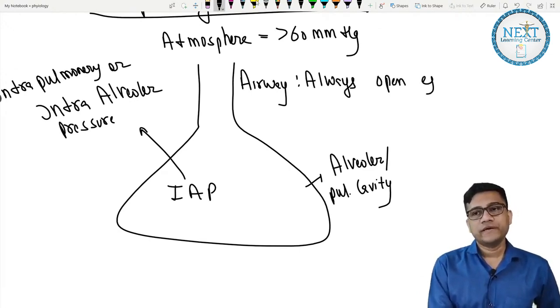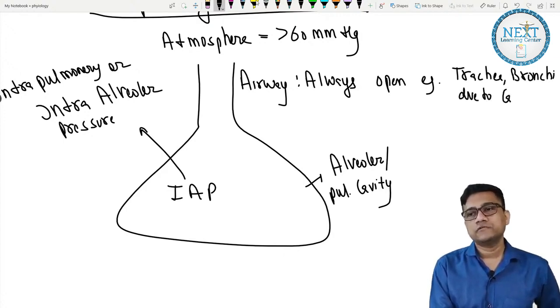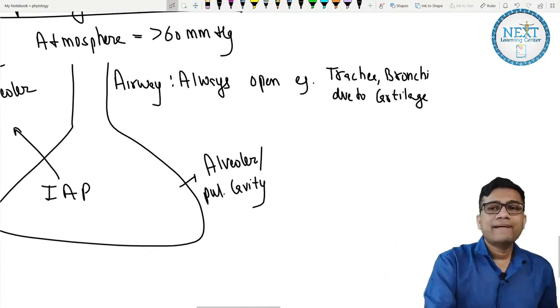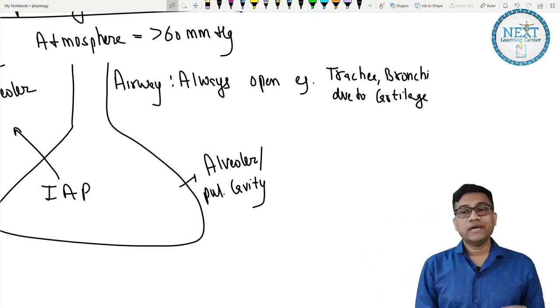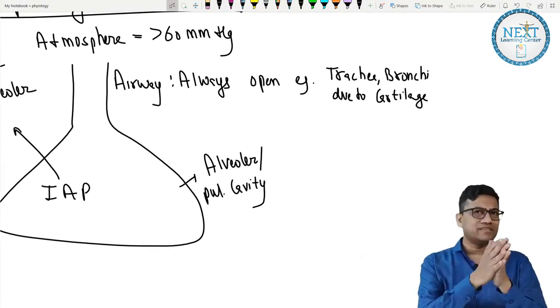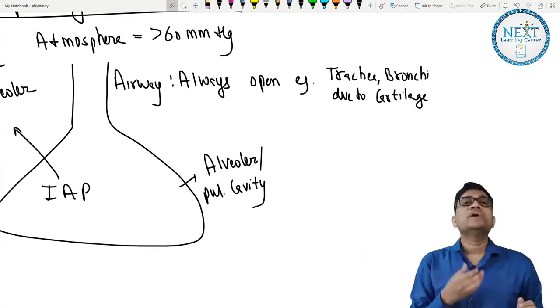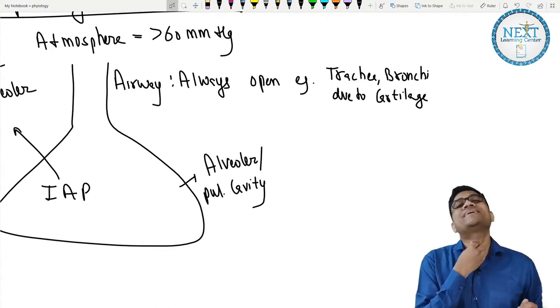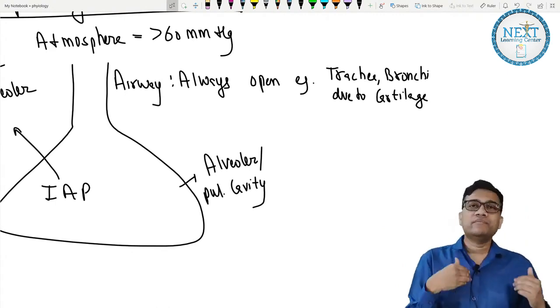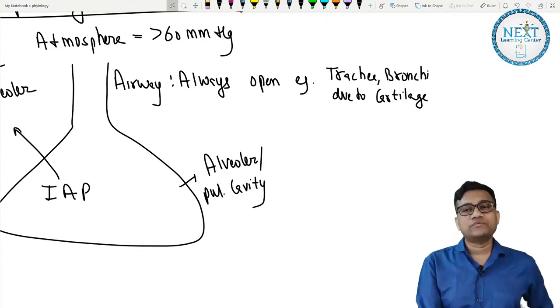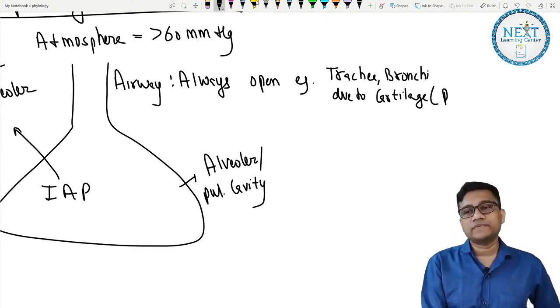Now the airways are open all the time. Remember, airways are always open. Example, trachea and bronchi, due to the cartilage. So let me give an example, please understand. You can feel the cartilage in the trachea, even bronchi, and it prevents them from collapsing. So what does it do? It prevents collapse.